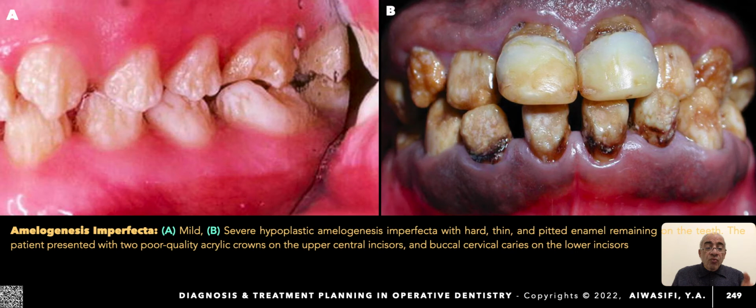This one is amelogenesis imperfecta. The first one is mild and the second one is severe, where you could note that the enamel is pitted. It seems to be covered by black. Actually, it is covered by dental plaque, attracting plaque accumulation because of its pitting. But you could now note how thin your enamel is.